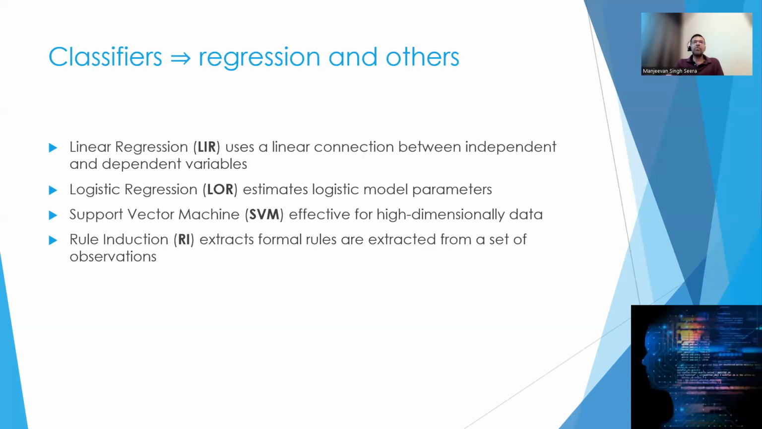In the final part of the 13 classifiers, there are the regression and the others. Two types of regression are being used. The first one is linear regression, which uses a linear connection between the independent and dependent variables. Logistic regression estimates the logistic model parameters that are being set.